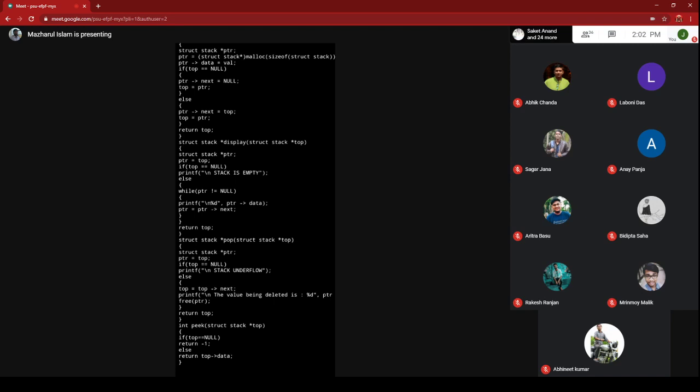Because here nothing is deleted, you are only traversing from the top to the bottom. So in this display function, ptr is initialized as top, and then the while loop runs. No node is updated, no node is modified, no node is deleted. You are only displaying. So the display function finally returns the top.